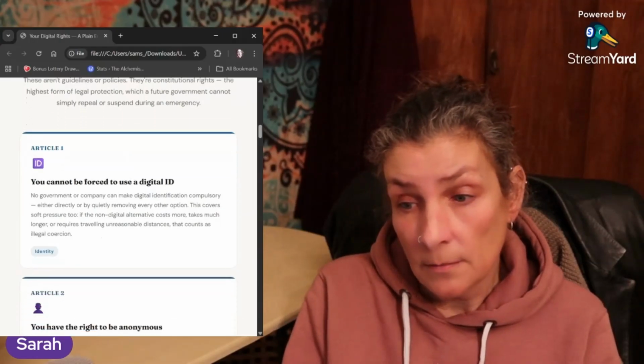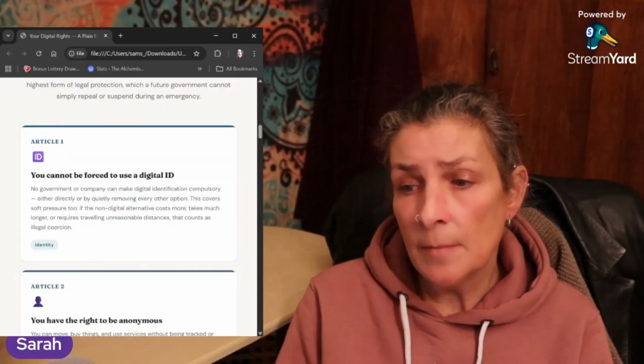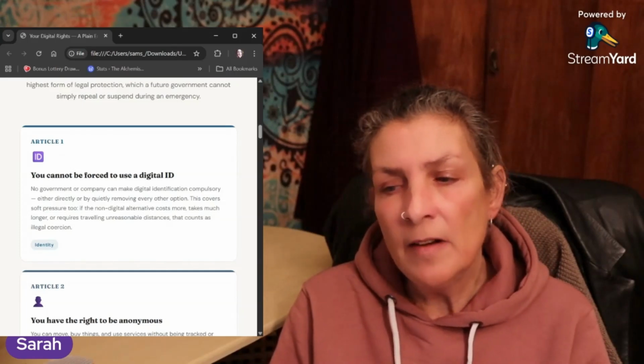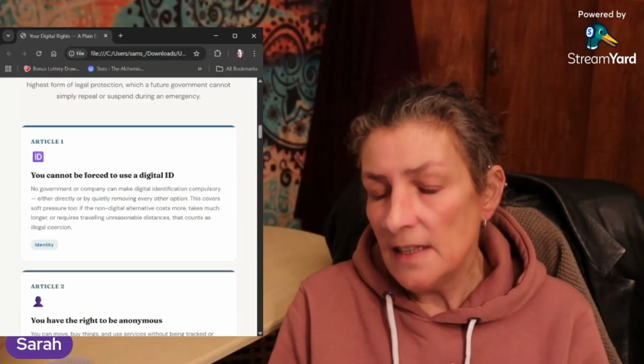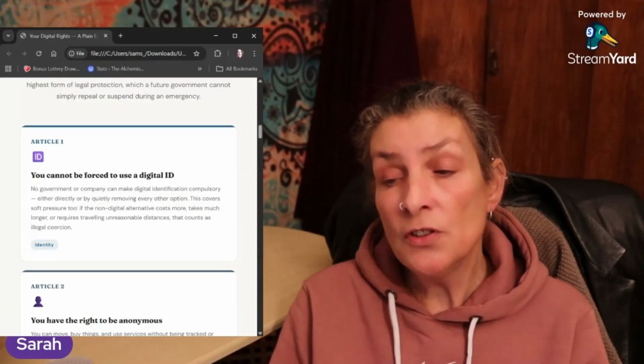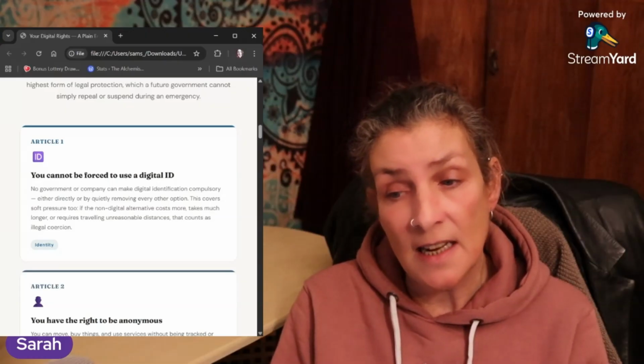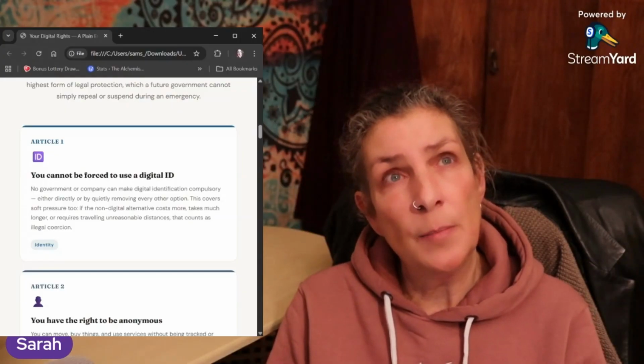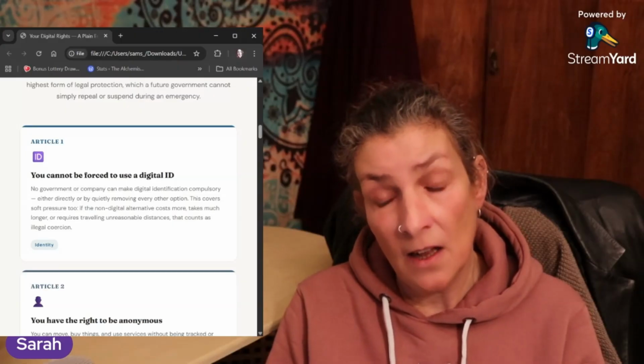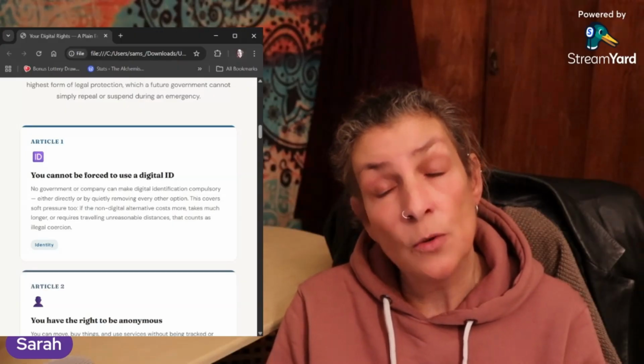So, Article 1, you cannot be forced to use a digital ID. No government or company can make digital identification compulsory, either directly or by quietly removing every other option. This covers soft pressure too. If the non-digital alternative costs more, takes much longer, or requires travelling unreasonable distances, that counts as illegal coercion. So if we don't want to take up the digital ID and they put things in place that make it much more difficult for us to live our lives, that's classed as illegal coercion.